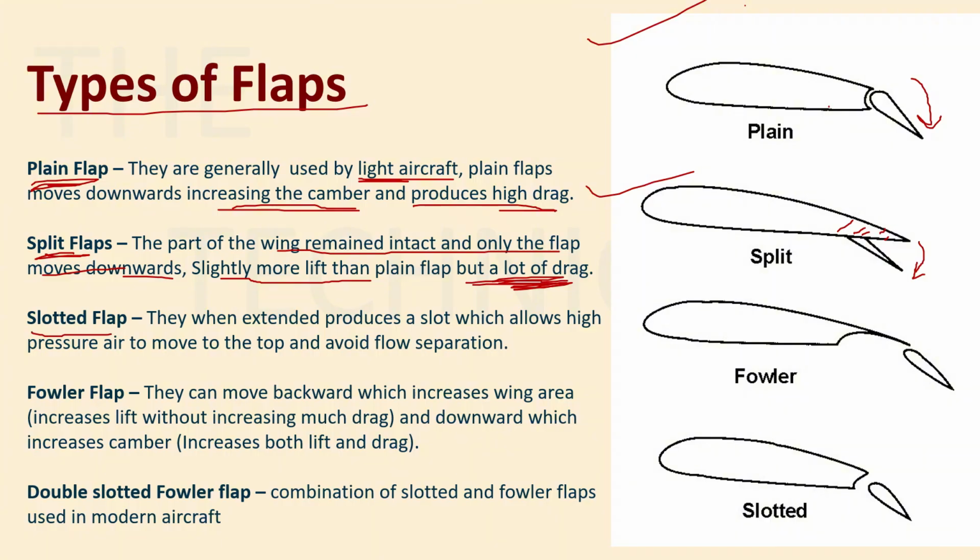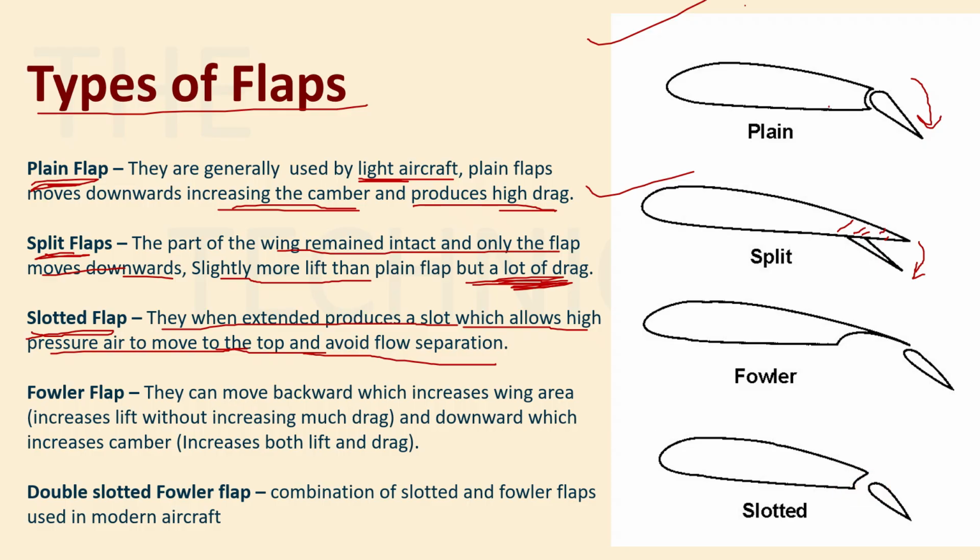Then you have slotted flaps. Slotted flaps, when extended, produce a slot which allows high pressure air to move over to the top surface and avoid flow separation. In the last image you can see slotted flaps. When they're extended, they produce a slot. What is a slot? A slot is just a gap. It is just some empty space that you can see that the flap has created, right? So this is known as a slot.